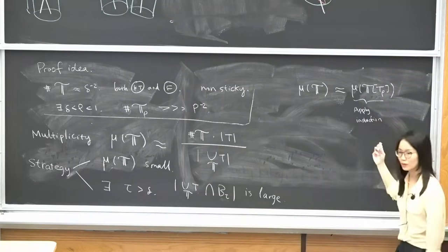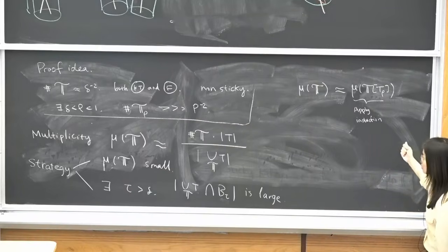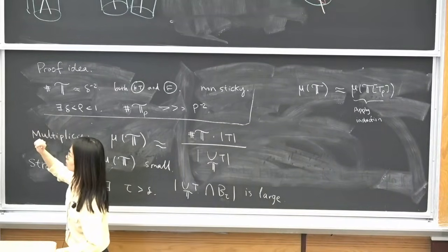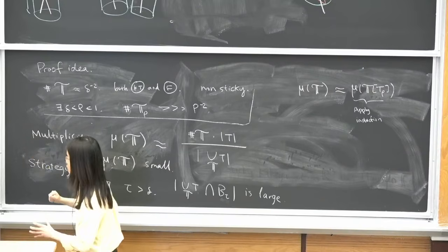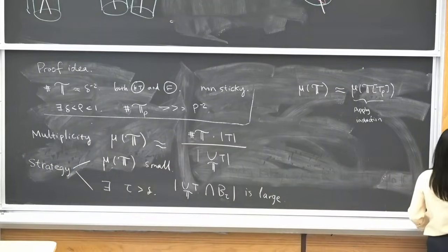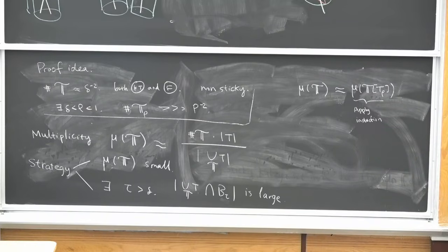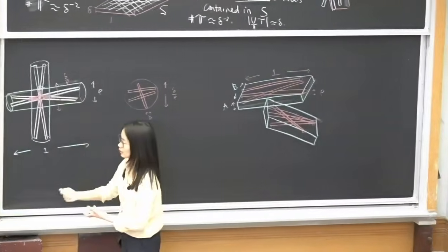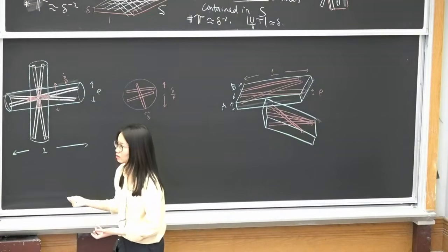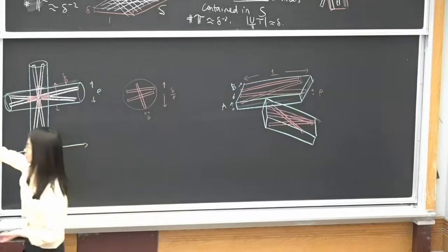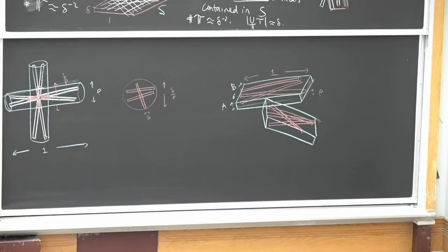The reason why we can apply induction is because this Katz-Tao Wolff axiom is preserved if we restrict to thin tubes in a thick tube. So if we just restrict to a subset of the tubes, if it's a Katz-Tao Wolff set, then it's still a Katz-Tao Wolff set. So for this term, we can apply induction.